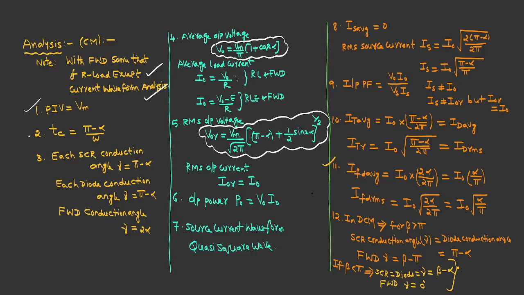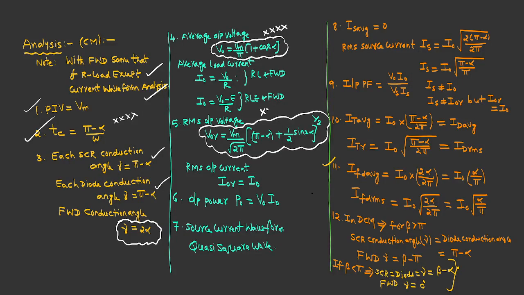Peak inverse voltage is Vm, but here circuit turn off time is pi minus alpha by omega with freewheeling diode. Important. Each SCR conduction angle is pi minus alpha. Each diode conduction angle also pi minus alpha because it is a symmetrical converter. Freewheeling diode conduction angle, students, 2 alpha. In full wave rectifier also with freewheeling diode case, what is the freewheeling diode conduction angle? 2 alpha. What is the average output voltage? Same formula, Vm by pi into 1 plus cos alpha.